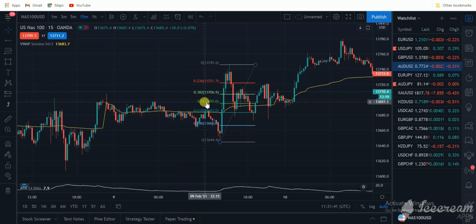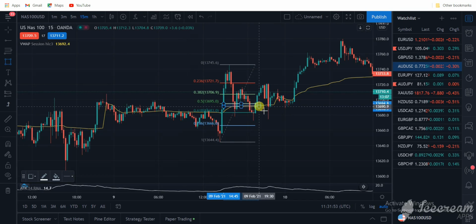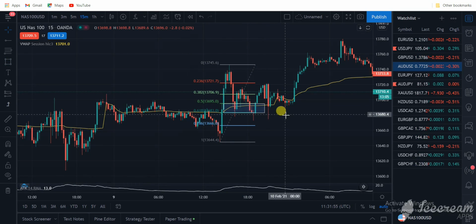So the entry and stops: engulfing candlestick, retracement back to the VWAP line, and you can see, guys, the retracement came back to the 50 zone and the 61.8 zone of the Fibonacci retracement tool, which is a great confirmation that, alright, this trade is a good trade.